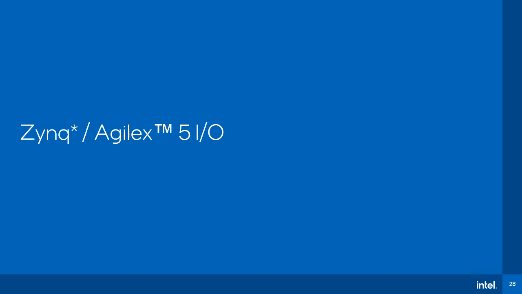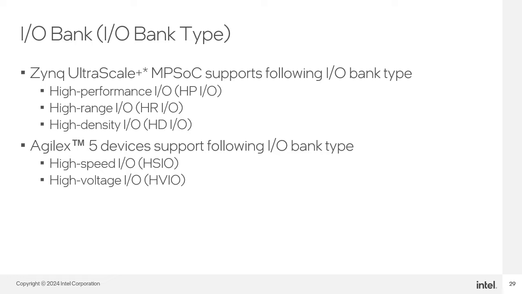In this section, I will discuss the differences in the I/O. For the Zynq UltraScale Plus, the groups of I/O are called high performance, high range, and high density, whereas the Agilex 5 FPGA has high speed and high voltage I/O.